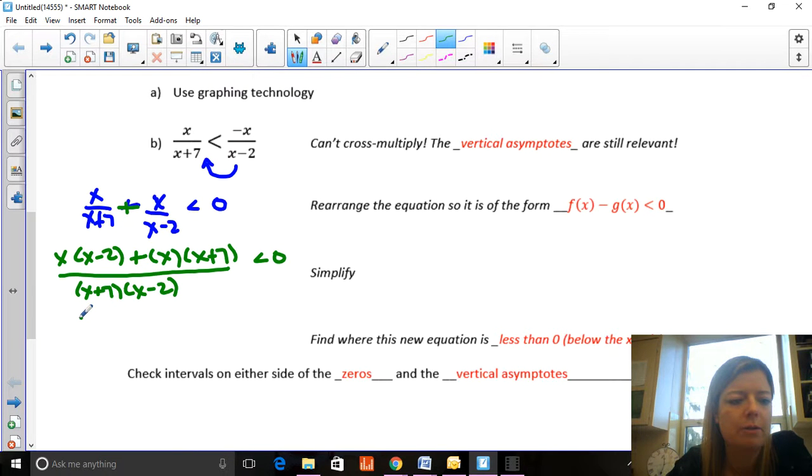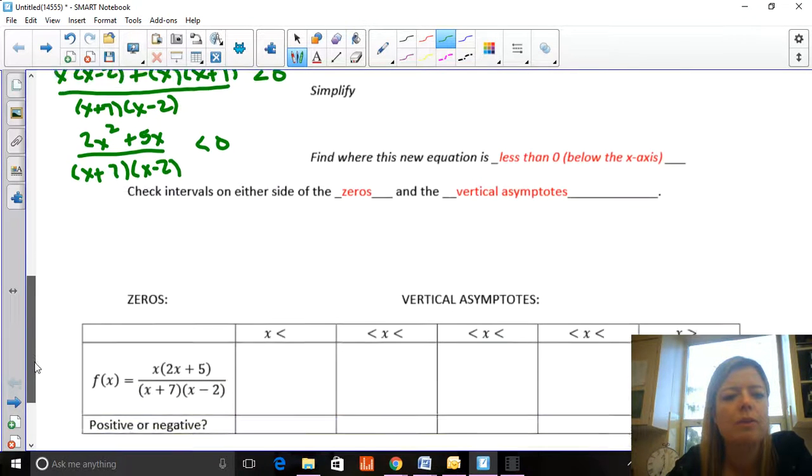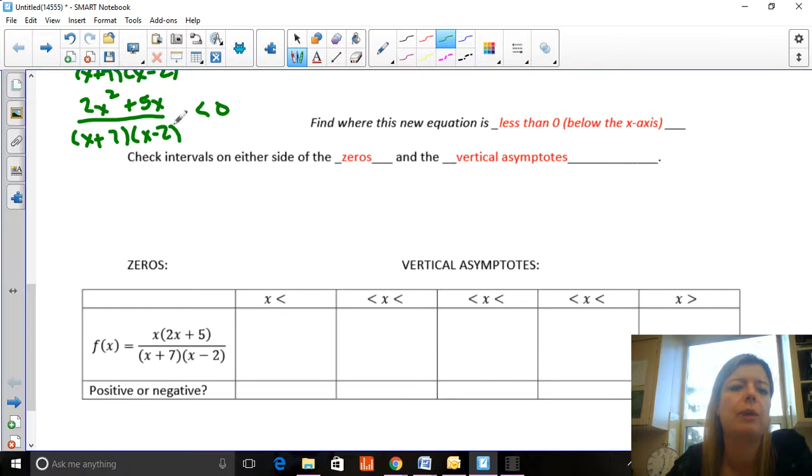So once you do that, you get 2x squared plus 5x all over x plus 7, x minus 2, and so you have that less than 0. So now you're solving this inequality, which is saying when is this function below the x-axis? To do that, we go back to our little trick with positive and negative intervals.